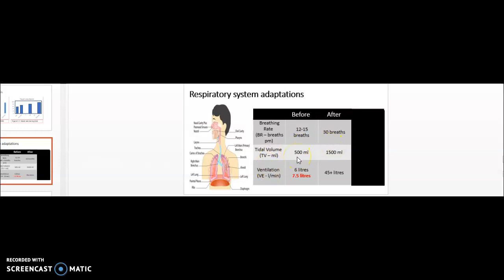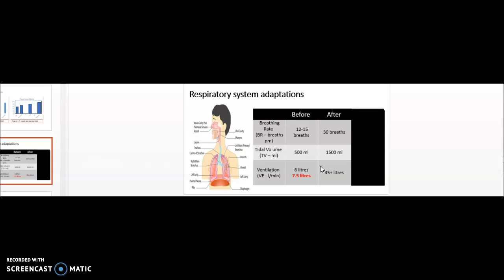The table above clearly shows on the left hand side tidal volume and ventilation values before and after these training adaptations have taken place. As you can see, before aerobic adaptations have taken place, tidal volume is at just 500 milliliters. We then see a rise to 1,500, which is a difference of 1 litre. This is a significant difference, and as an adaptation would ensure major improvements for sports performers.